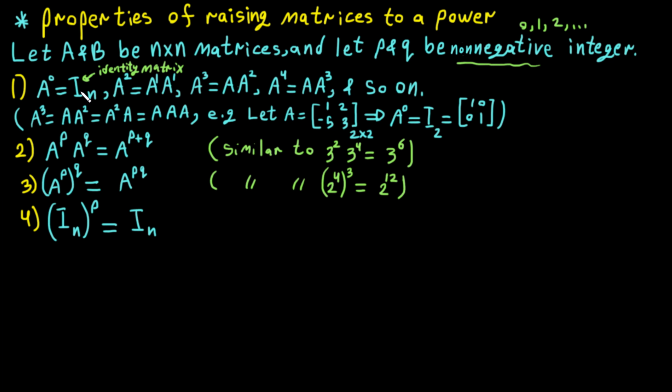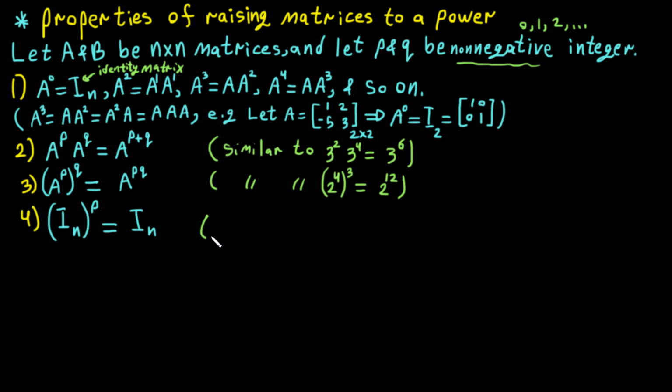So here, as we said, the identity matrix is represented like this. If we have I to the power p, the exponent p of the identity matrix, it is equal to itself. So the power does not affect the identity matrix.